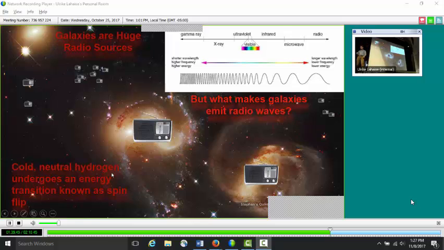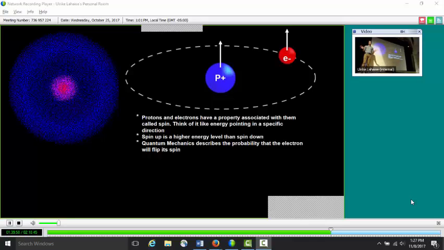That says cold neutral hydrogen undergoes an energy transition known as spin flip. All right. Spin flip sounds kind of scary and kind of complicated. That's because it is. So I'm not really going to go into it because I don't really understand the really nitty-gritty quantum mechanics. I'm an astronomer. That's not what I pay attention to. So the basic thing you need to know is that in a neutral hydrogen atom, just one proton, one electron, these particles have an energy associated with them called spin. Just think of it as spin energy in a specific direction.